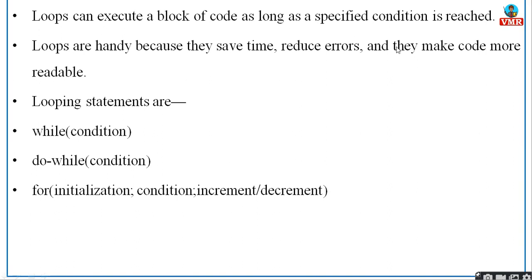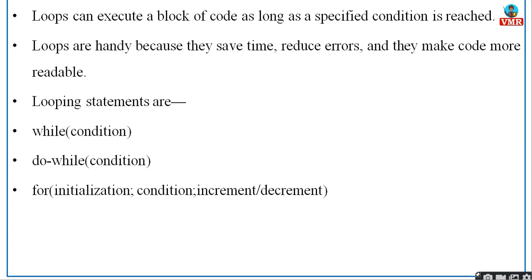as long as the specified condition is reached, that is, until some condition is provided. If I want to print hello 100 times, then until that condition is reached, that is, until hello has been printed 100 times, you will stay in that particular loop, that is, in that particular block of code only.